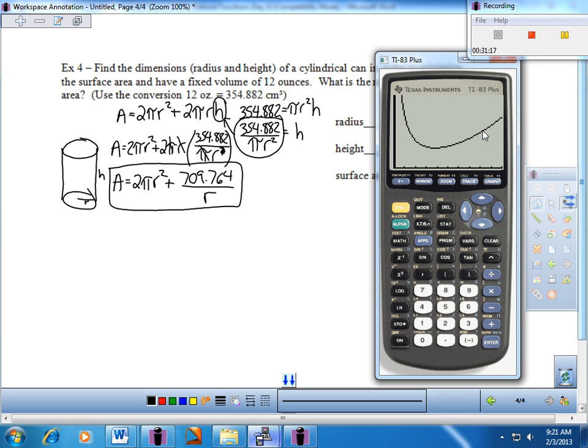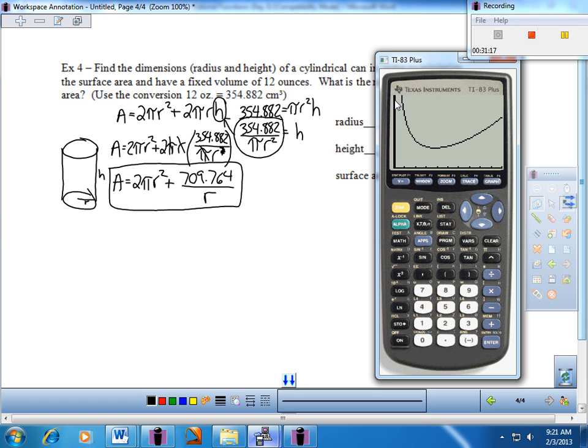Notice we have some boundaries on our graph. By the way, it's kind of tough to tell here, but as you can see, this is going to go up and up and up forever and ever and ever. I see a vertical asymptote, everybody, at x equals 0, right? Does everyone see that from the function? So the radius can't be 0, and you kind of see that here. So the surface area gets infinitely large as the radius gets smaller and smaller and smaller.